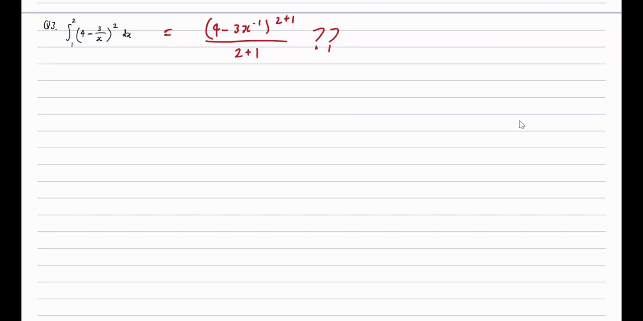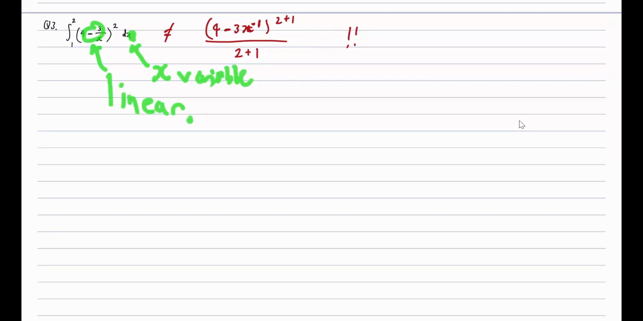Because it's ln. If you differentiate ln, you get 1 over x, which is x to the power -1. So when you have x to the power -1, the reverse chain rule doesn't work. Yes, correct. In general, for your syllabus, what's in between the brackets must be power 1 in terms of the variable. It has to be linear in the variable. In this case, it is not linear.